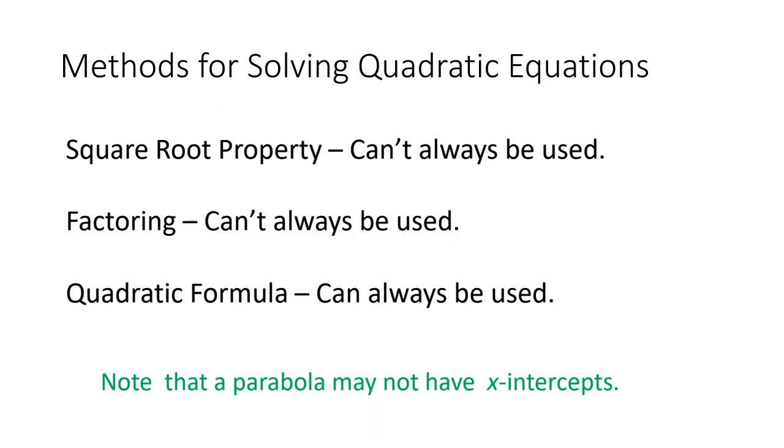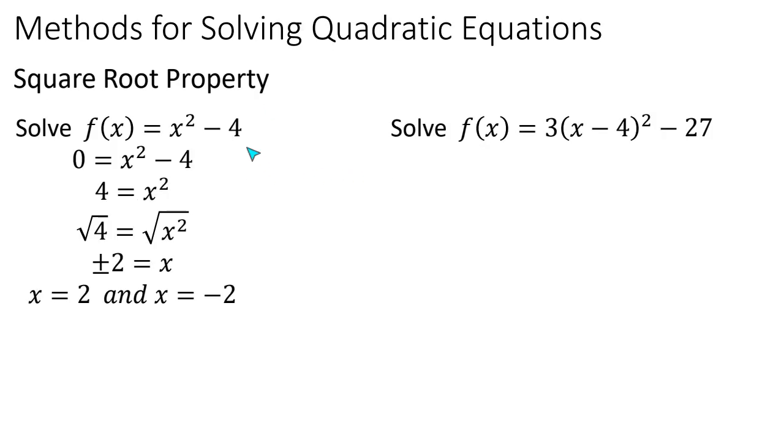So how do we find those points? There's different ways to find the points. You can use the square root property. You can use factoring. You can use quadratic formula. But some of these forms don't always work. Okay, so the first 2 don't always work. Quadratic formula always works. And then sometimes a parabola or a quadratic equation might not even have x-intercepts. Okay, so we'll just briefly go through some of these. The square root property. You can use the square root property if you only have an x squared term. If you also have an x term, then you cannot use the square root property.